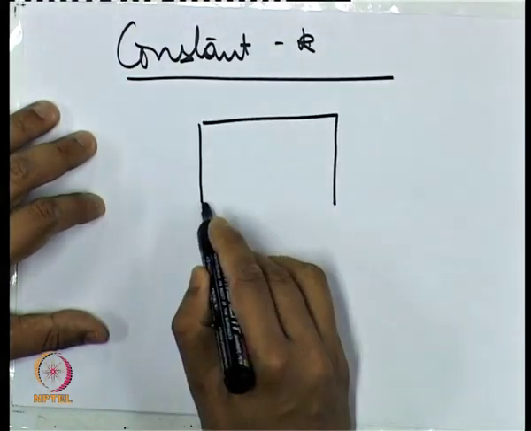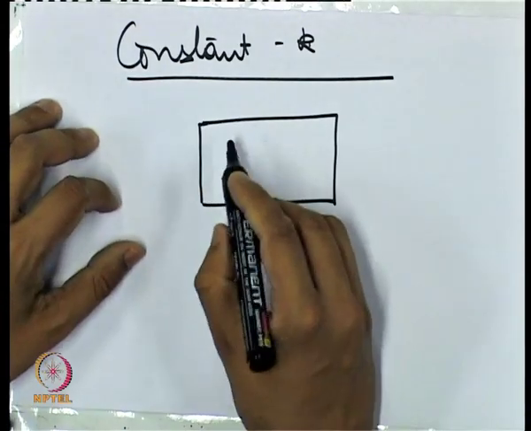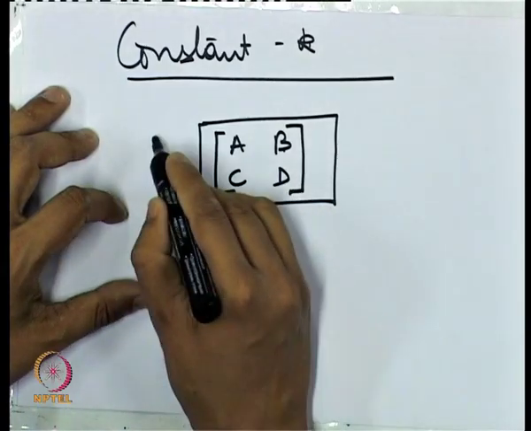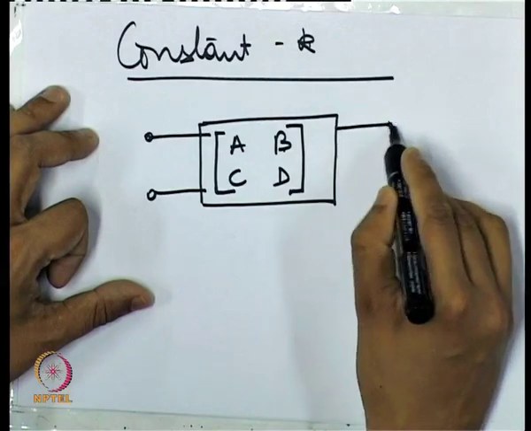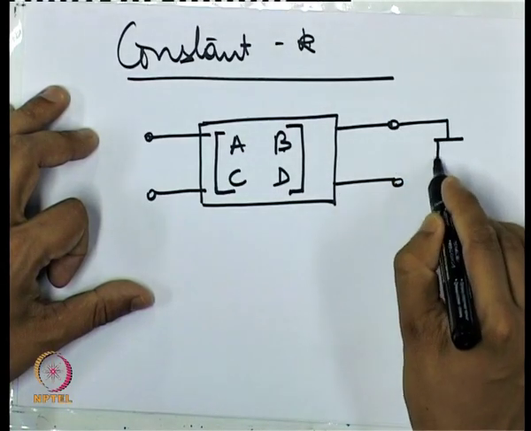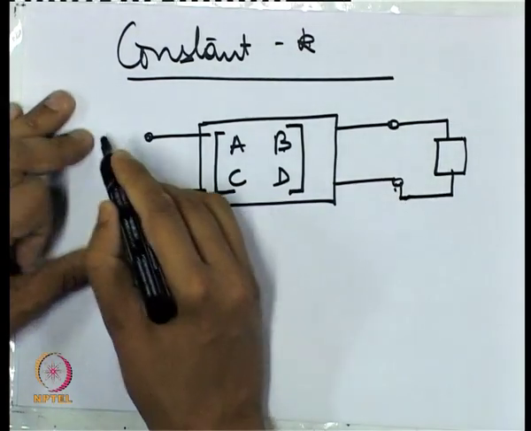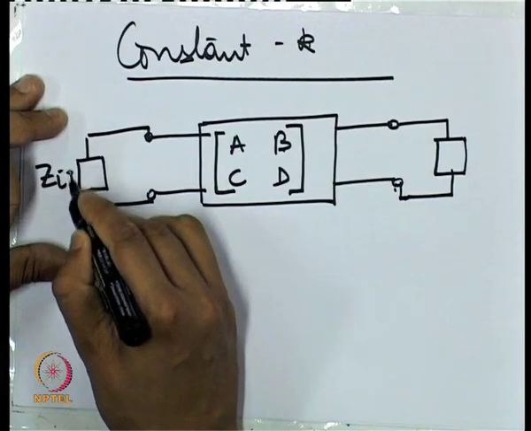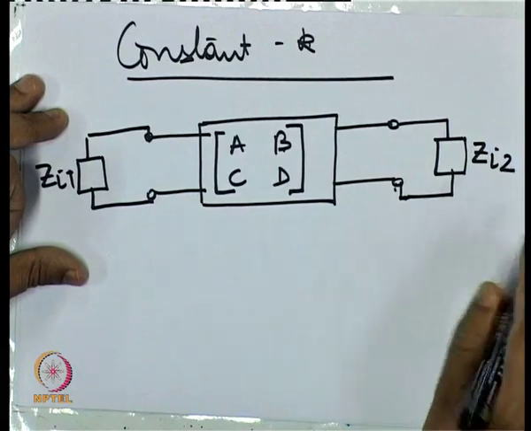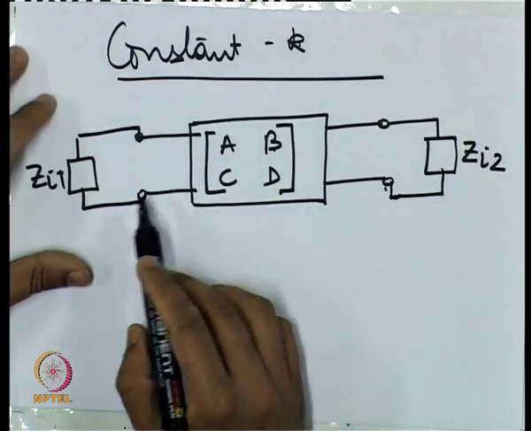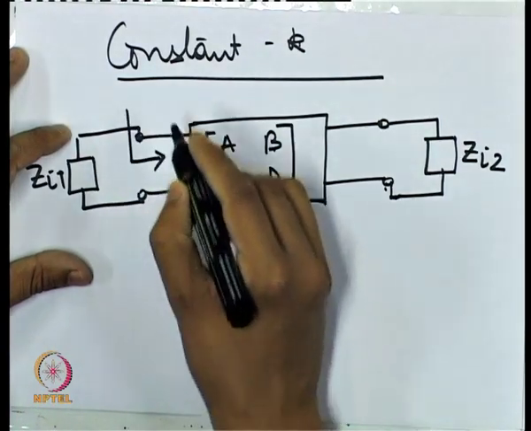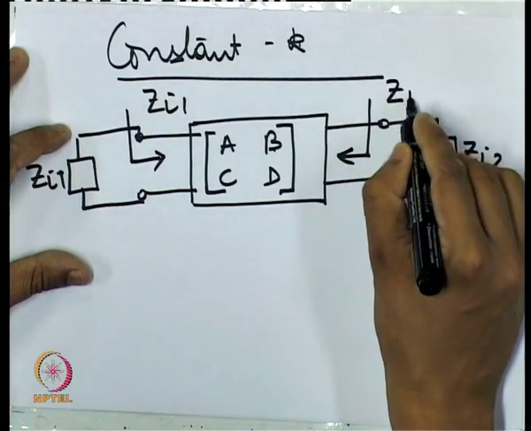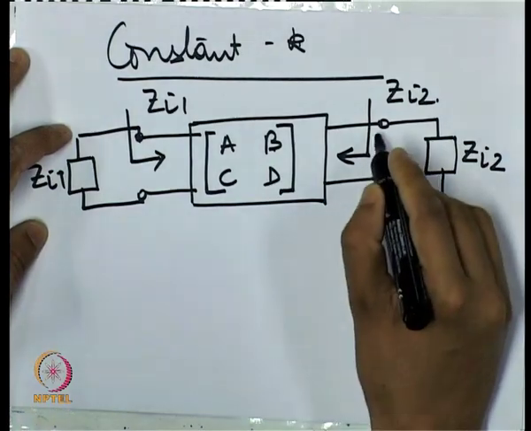Before discussing this type of filter, let me take a slight diversion and try to establish the concept of image impedance. Suppose you have a two port network represented by its ABCD matrix. Then the image impedance is defined as that impedance which, when connected to any port, say I connect an impedance ZI1 here and this is impedance ZI2, then ZI1 is said to be the image impedance at port 1 if the input impedance at port 1 is also ZI1, and ZI2 is said to be the image impedance at port 2 if the input impedance at port 2 is also ZI2.